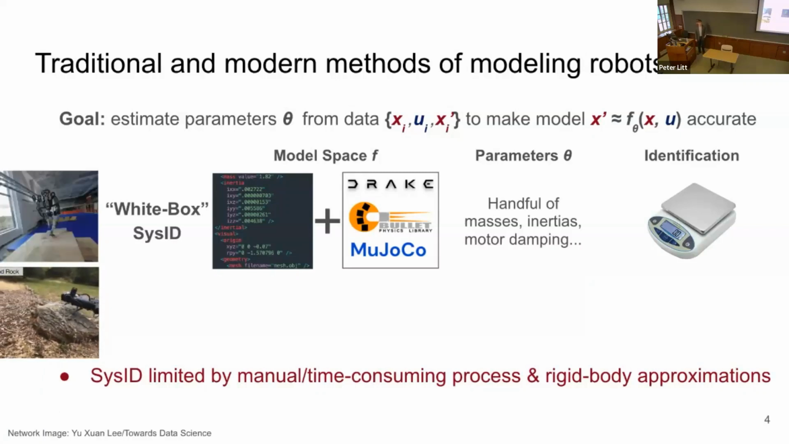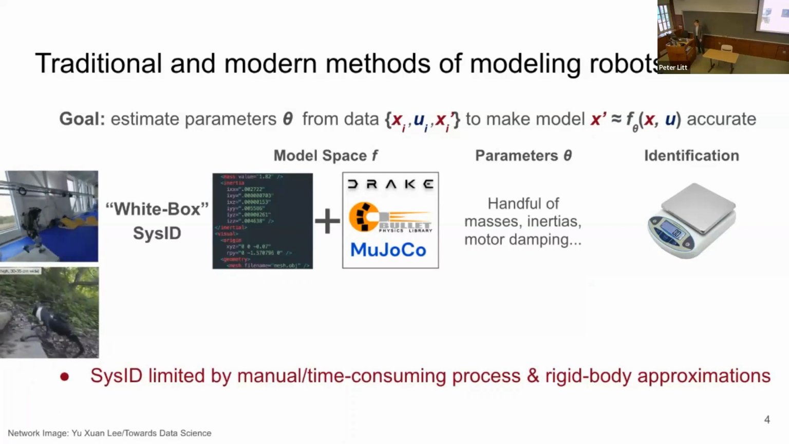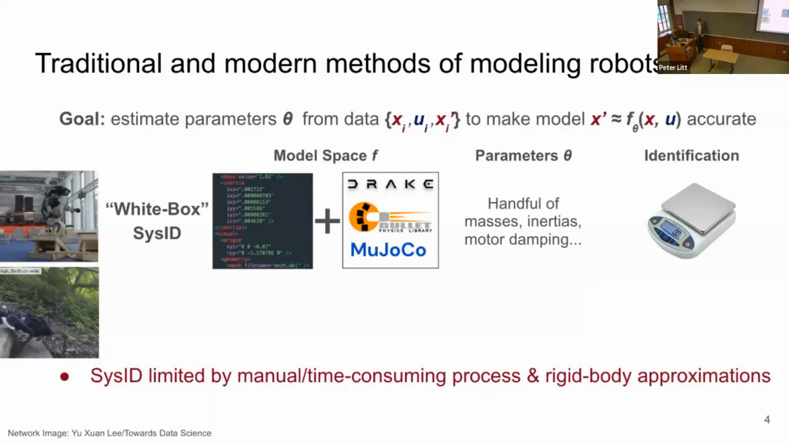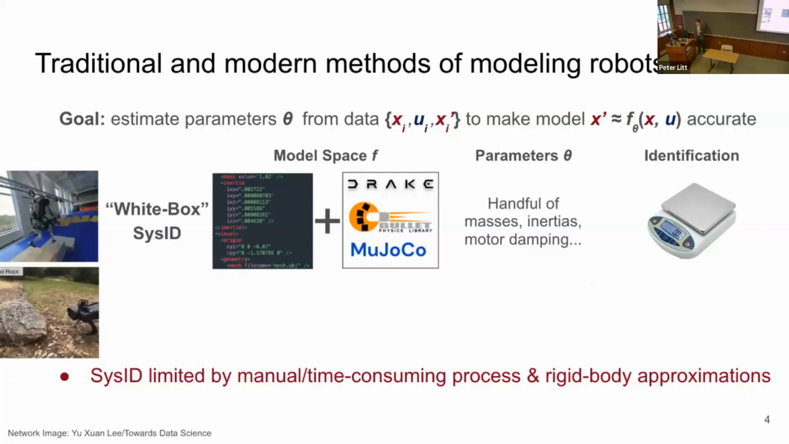And you could do something as simple as figuring out the masses of various objects or parts of the robots by placing them on a scale. And this process is very reliable, but these models then have to be used in real time.